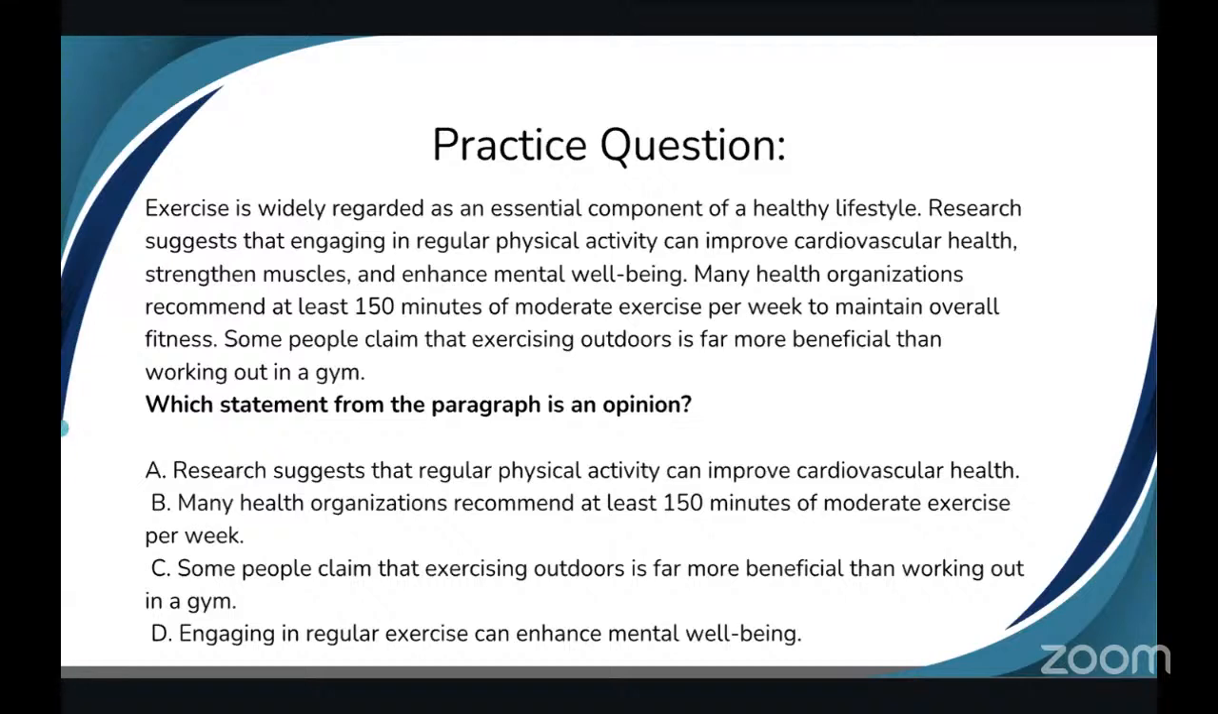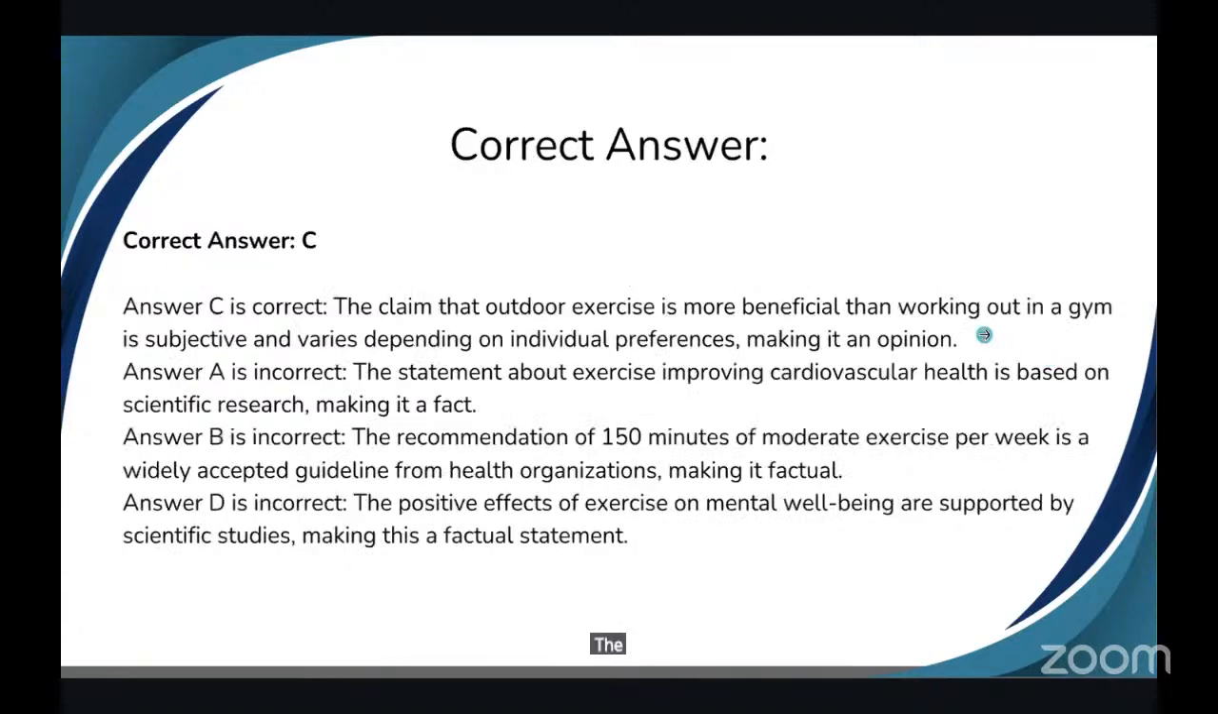And we've got some answers up there in the comment section. Great job, you guys. So the correct answer for this one is, first off, let's look at the question. What statement from the paragraph is an opinion? So remember, with an opinion, we are looking for something that could change from person to person. That's the big question we want to ask ourselves. As we're going through each of these answer options, we're asking ourselves, which one of these could change from person to person? The correct answer is C.